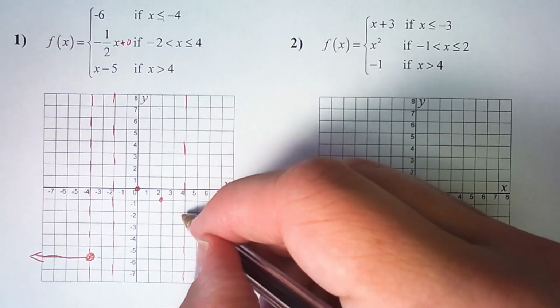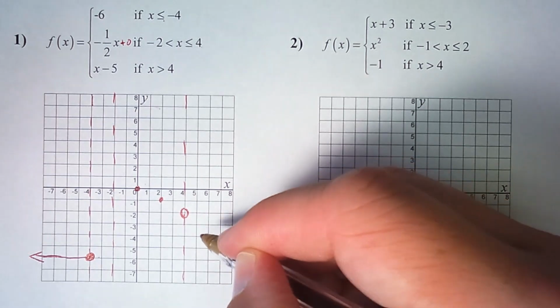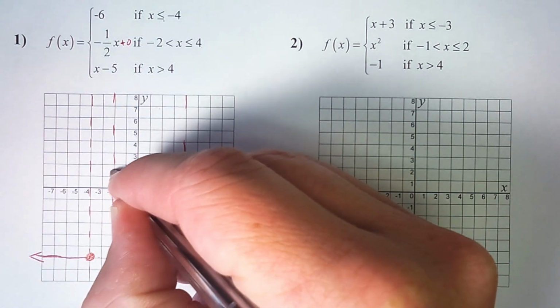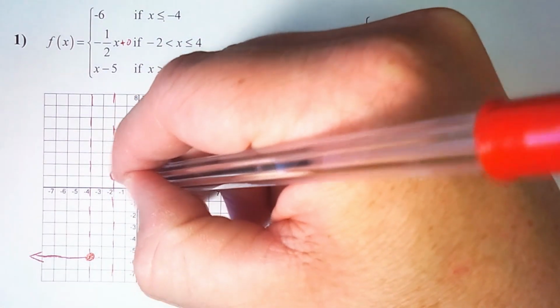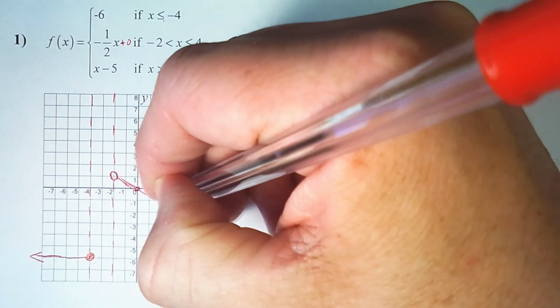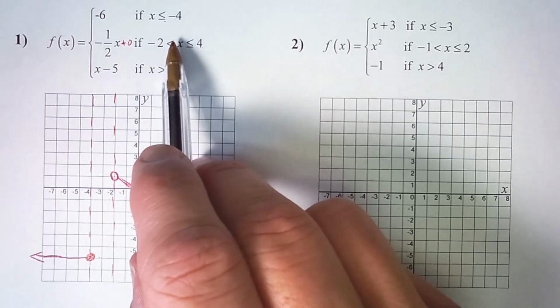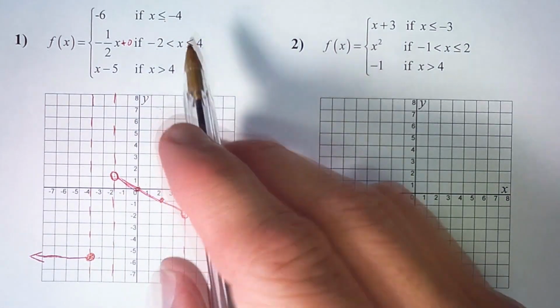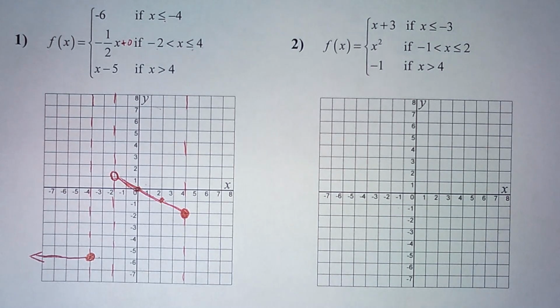I can do that again, and when I get to the edge of the domain, I'm just going to put a circle there. And I can go up 1 and left 2, and I'll put a circle there because I'm on the other edge of the domain. So it's a line segment. So what we've got so far is a ray and a line segment. Now this one is greater than -2, less than or equal to 4. So at 4, I actually want to fill that in because it can be where x is equal to 4.